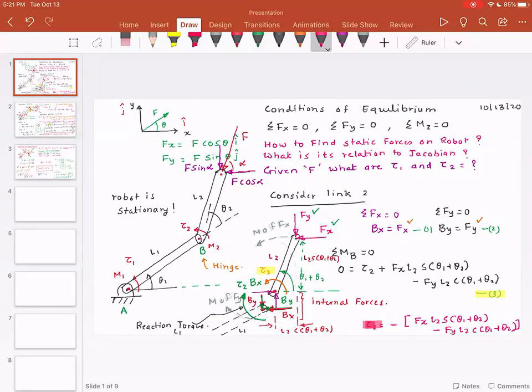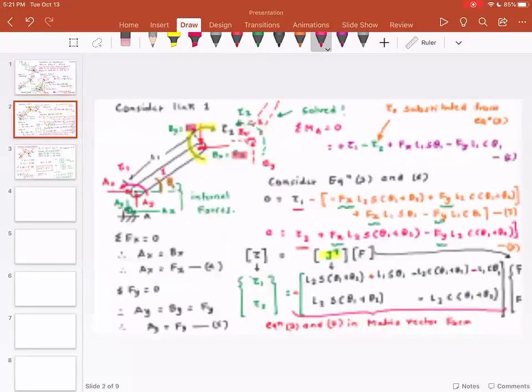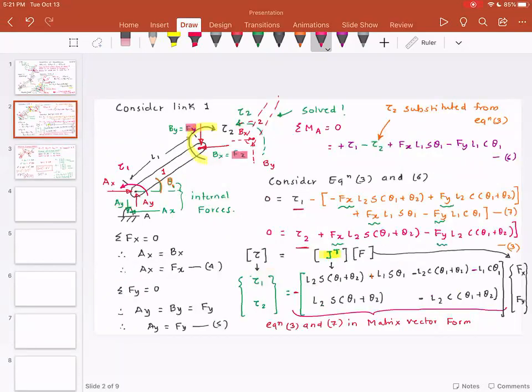So depending upon what type of motor you use, you have to make sure that the torque value is either the holding torque or the continuously applied torque. Now, based on the external force, we did the static force analysis and found the values of tau 1 and tau 2. These are the torques that need to be given by the motor. We used the conditions of static equilibrium and found that tau 1 and tau 2 are related to Fx and Fy by this matrix.